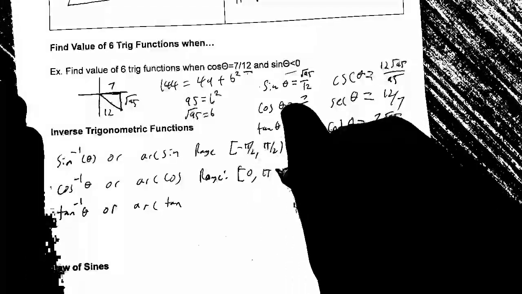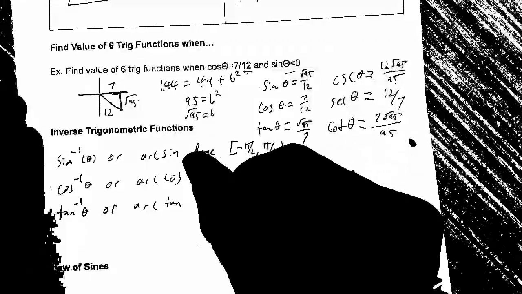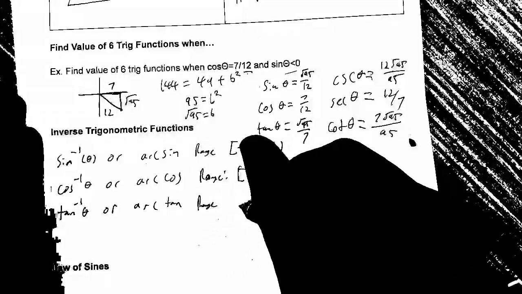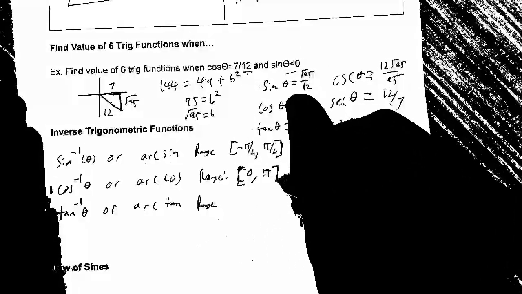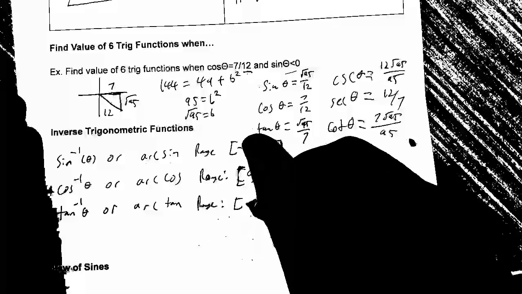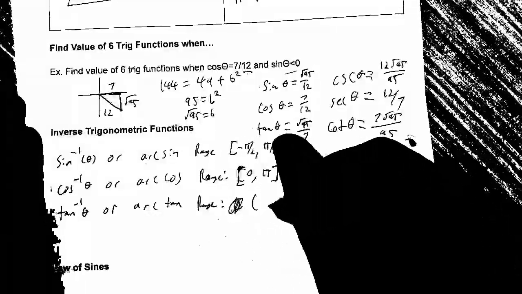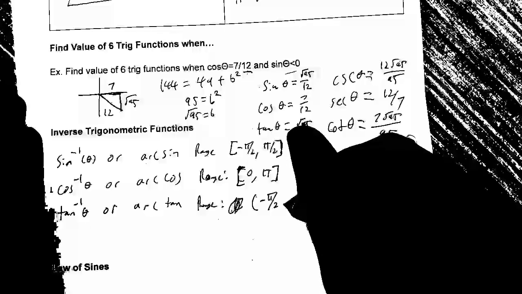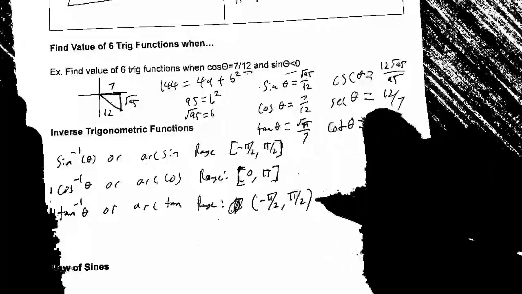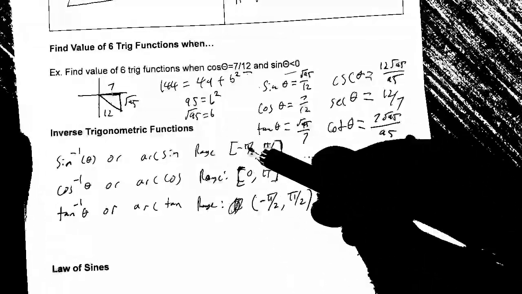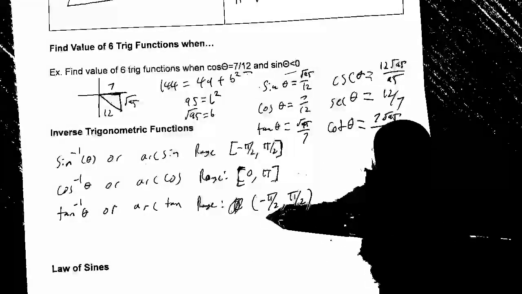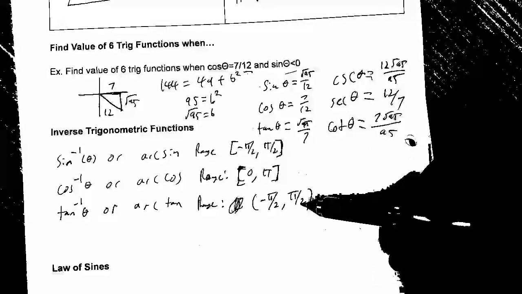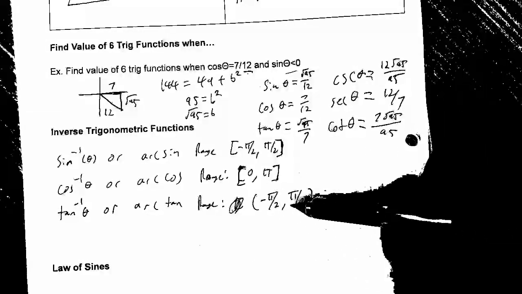Same as sine. Is it different, like the bracket versus the parentheses? Yes, sorry, we should have brackets. But for tangent, it's parentheses. These are closed because those values exist for arcsine and arccosine, but for arctangent we have asymptotes, so we can't do that. That's why those are open.